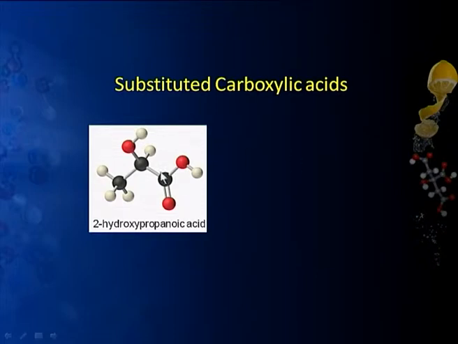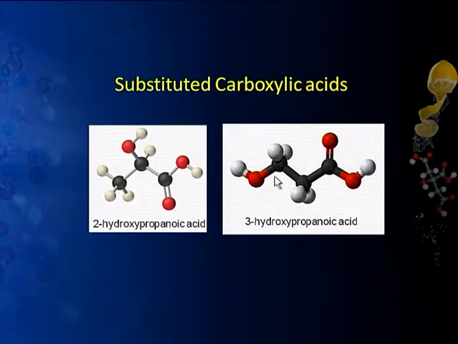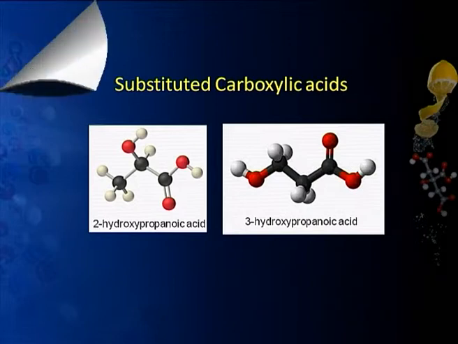Then if there is a hydroxyl group, we will call them hydroxy acids, such as this 3 carbon chain acid, and this is the hydroxyl group. It is present at carbon number 2 of the carboxylic acid chain. We call it 2-hydroxypropanoic acid, or it may be present at the 3 position, or it may be any other position in the carbon chain. That we will take up in the nomenclature of these substituted carboxylic acids.